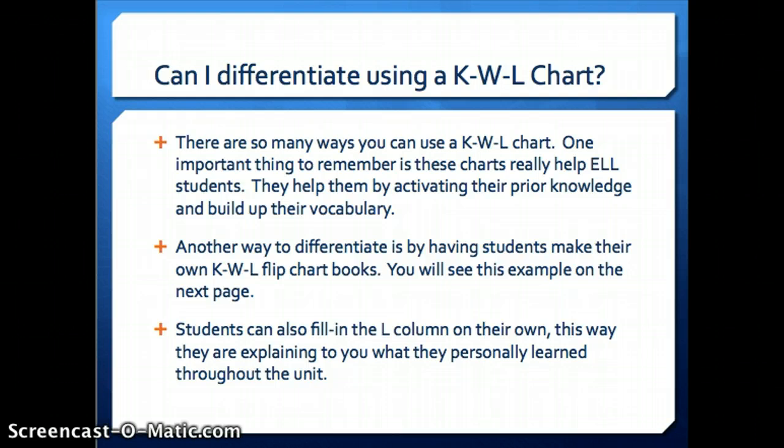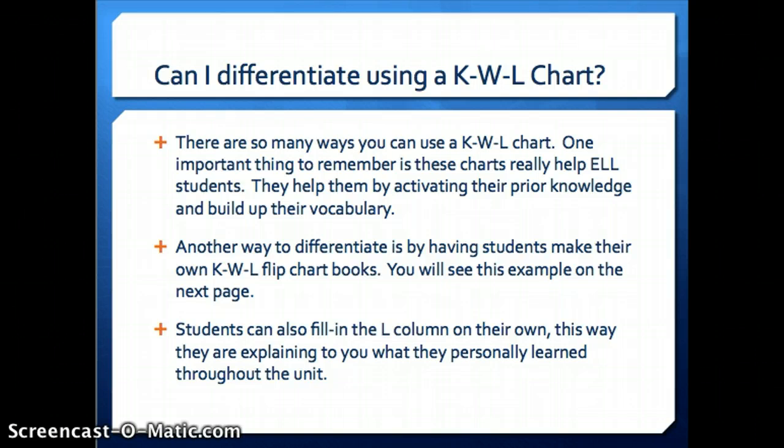One thing that is also beneficial with this in ELL students is when they hear their peers give new vocabulary words or new ideas. Students learn better from their peers, and so this can also be very influential to them. Another way that we can differentiate is by having students make their own KWL flip chart books. On the next slide, I have an example of this.